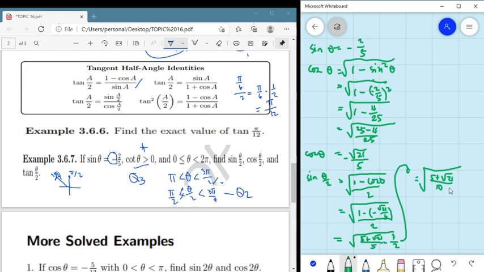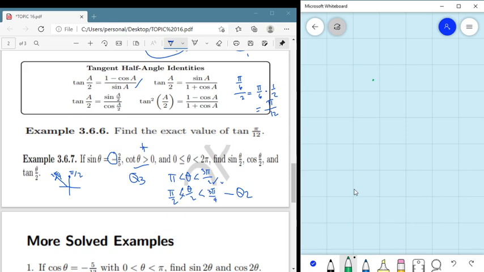Since the denominator is 10, we multiply by 10 over 10, so that our denominator becomes a rational number. So it's the square root of 50 plus 10 square root of 21 all over 10. So that is sine of theta over 2. Okay.